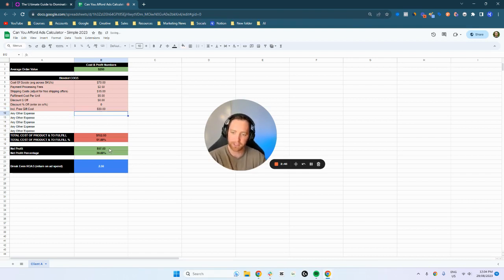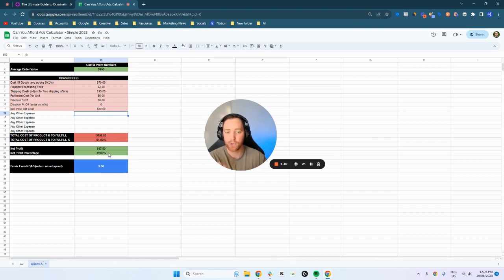So you can see this automatically adjusts. We put $30 in there. It's gone from a 1.59 break even to a 2.56. So just adding that $30 in there, it's dropped our net profit percentage down to 39%.